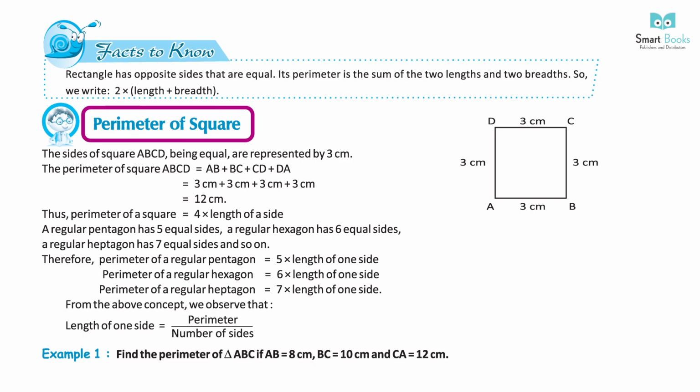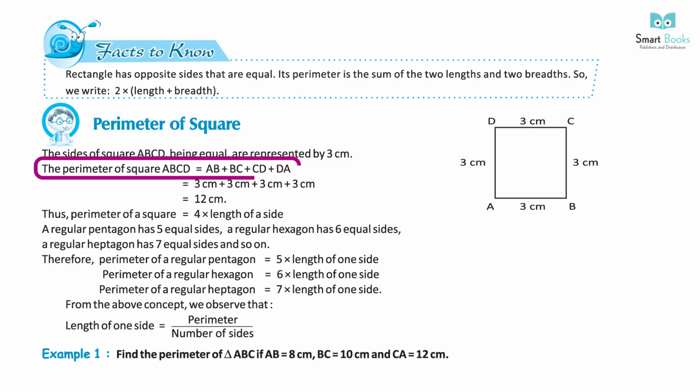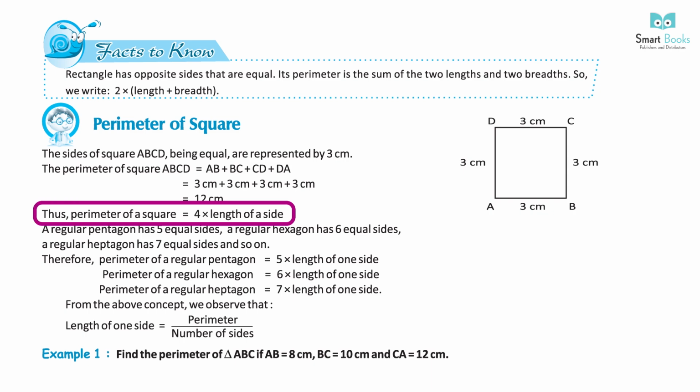Perimeter of a square. The sides of square ABCD being equal are represented by 3 cm. The perimeter of square ABCD is equal to AB plus BC plus CD plus DA is equal to 3 cm plus 3 cm plus 3 cm plus 3 cm is equal to 12 cm. Thus, the perimeter of a square is equal to 4 × length of a side.